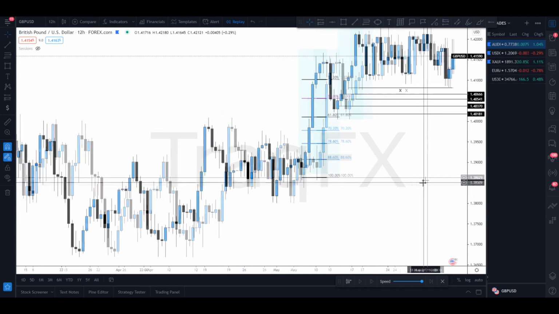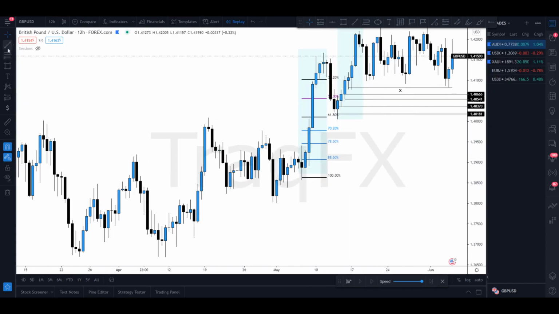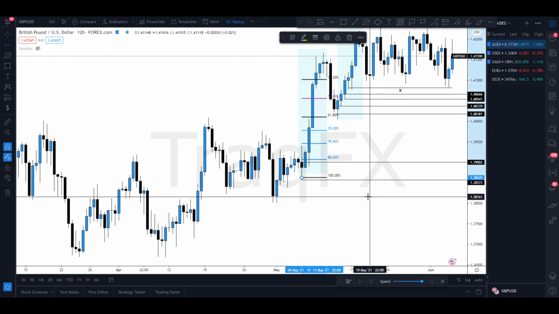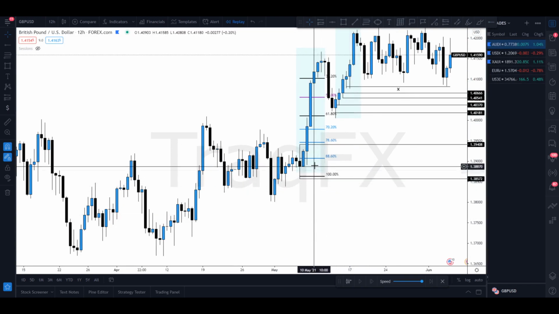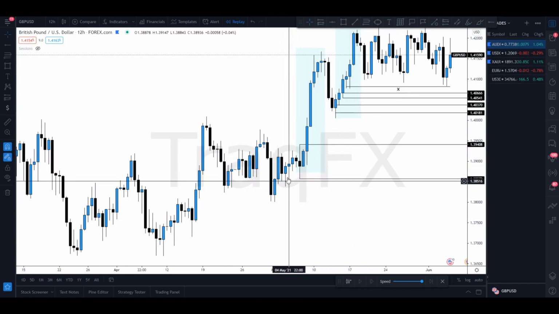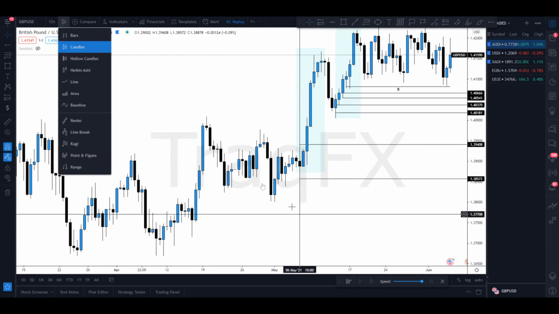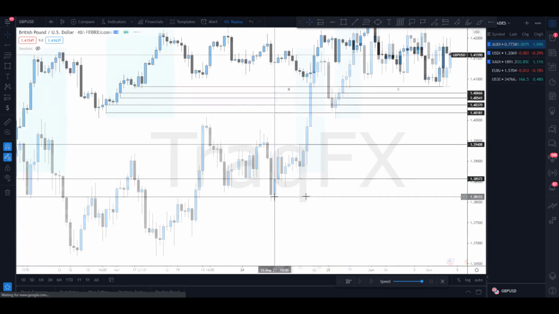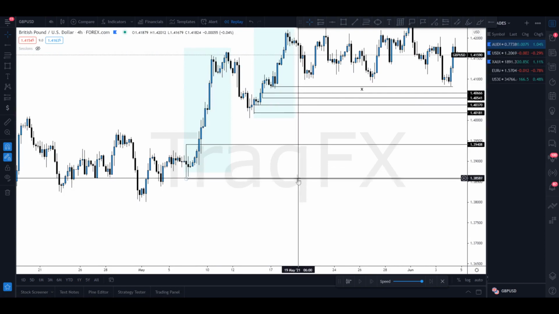12 hour wise, we don't see anything clean, but we do see this institutional last down candle before the major move up. And like I said, if there's more wick than body, then we're going to take the entirety of the wick to wick. In this case, there's way more wick than body. So from here, we go down to the 4 hour time frame, and this is our area of interest.